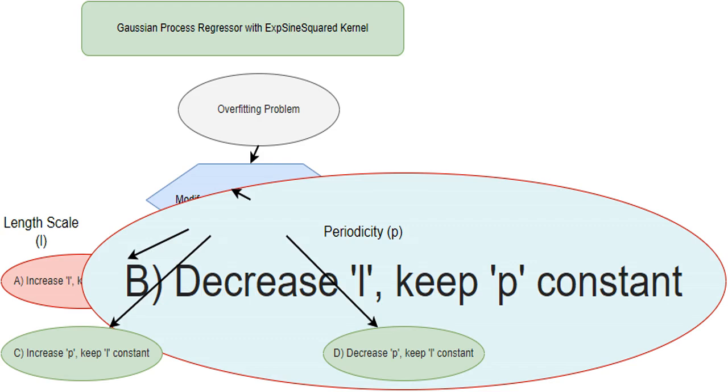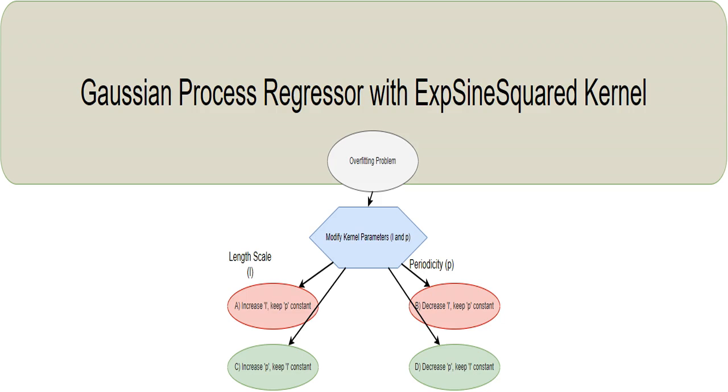It's too risky. We need to adjust the length scale, L, and periodicity, P, parameters within the ExpSineSquared kernel to improve the model's generalization and reduce overfitting. Let's tune these parameters to get the best results.